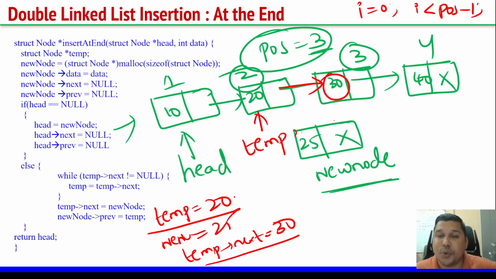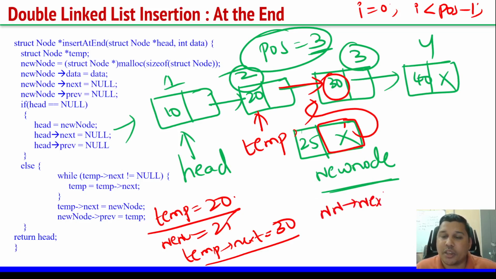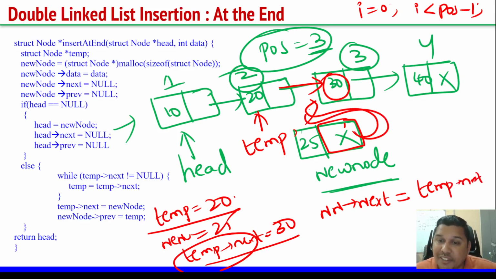Now, this new node's next, which element should it point to? 30. It should point to 30. Means how should I write the logic? New node's next should be pointing to 30. 30 means temp next. It should be pointing to temp next. This link you have to create first. Then only you have to cut this.